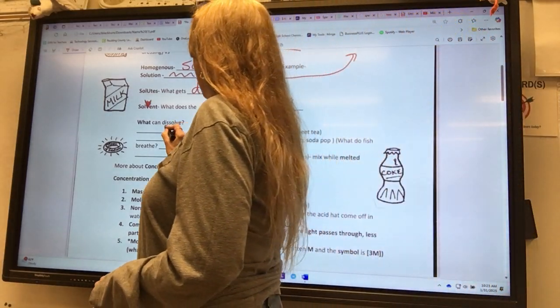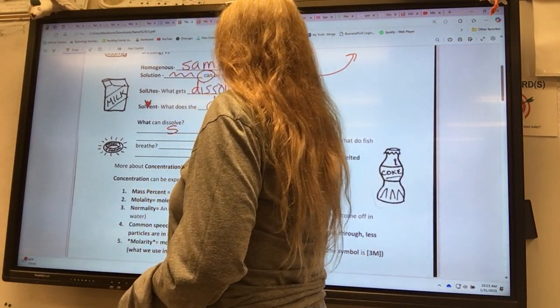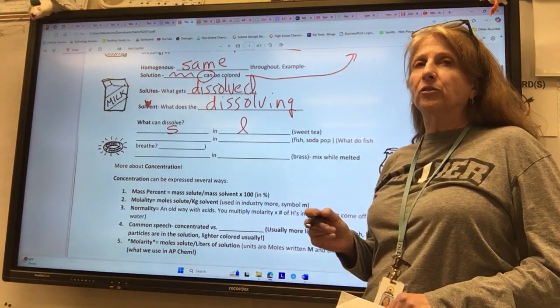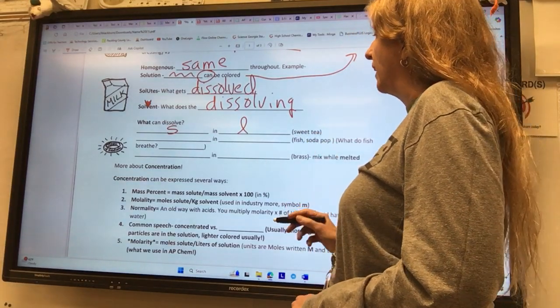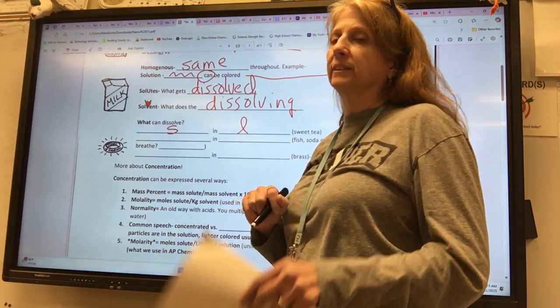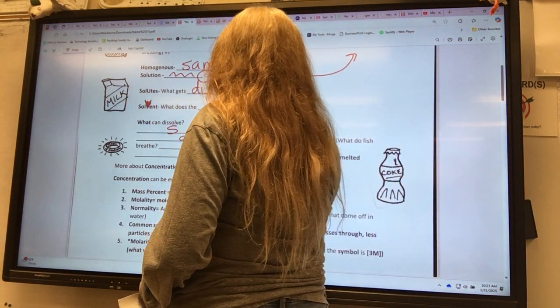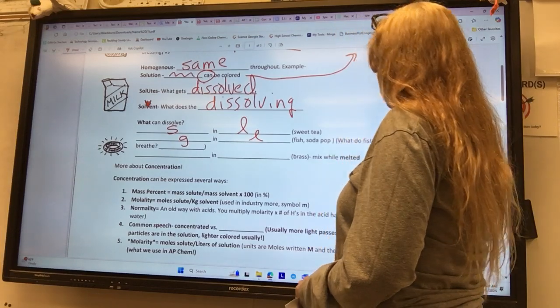Okay, now what can be dissolved? So solid can be dissolved in liquid like sugar in sweet tea. And most of what we do in chemistry class is we dissolve solids in liquids. You can also dissolve a gas in a liquid like soda pop.